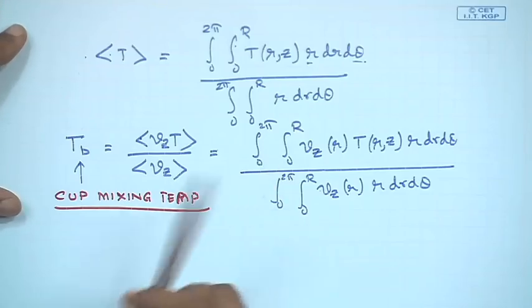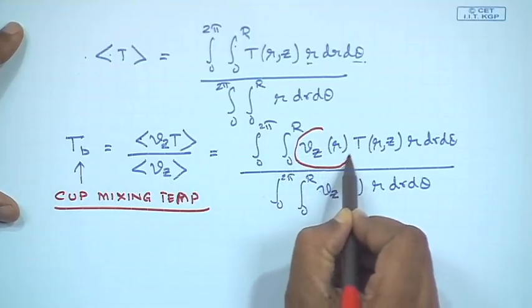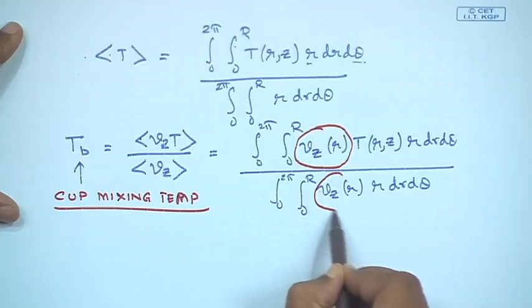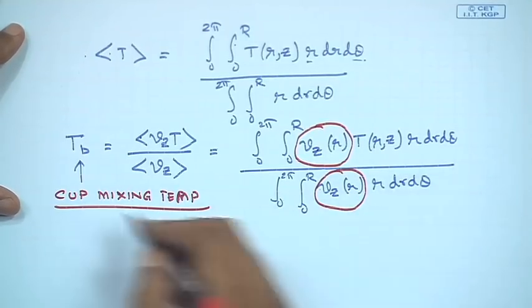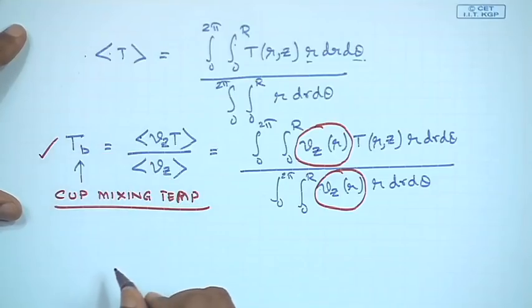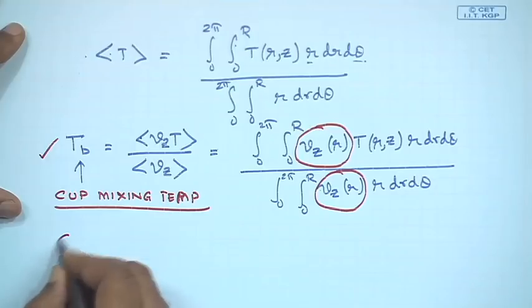And by definition, this is the definition of cup mixing temperature, where the difference is the incorporation of Vz in here. So, this is going to be important in many of the fluid mechanics, in many of the heat transfer studies that you are going to deal with later on.